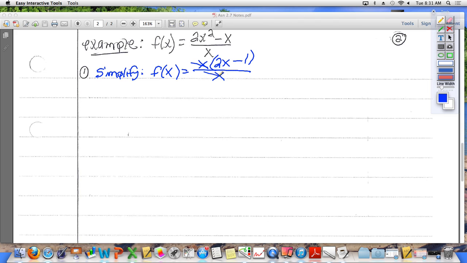Cancel out the x's. The x in the top, the x in the bottom cancel out. All I'm left with is 2x minus 1. What is that? 2x minus 1, what is that? Perfect. It's a line. We're going to graph a line.